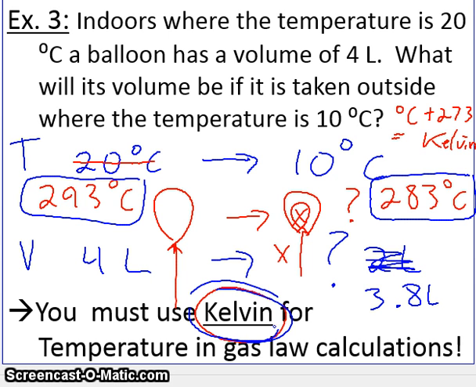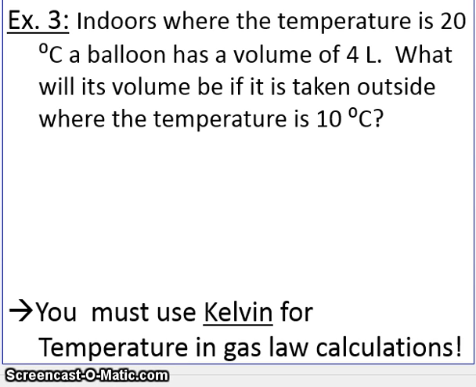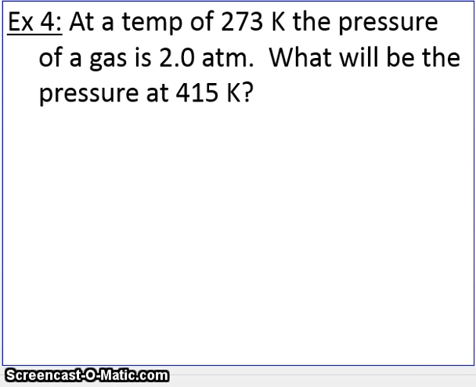So let's go ahead and do an exact problem involving this sort of thing in number 4. Number 4 has Kelvin for us. At a temperature of 273 Kelvin, the pressure of a gas is 2 atmospheres. What will be the pressure at 415 Kelvin? So here we see temperature going up, and our pressure should also go up proportionally. Let's do this using the ratio method.